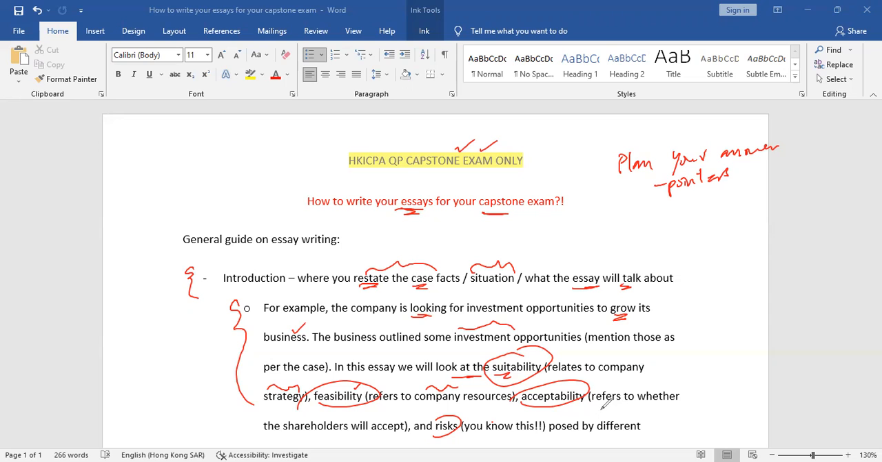In other words, when it comes to the introduction, you simply need to restate the case facts and mention what your essay is going to talk about. These are the two most important things when you're writing an introduction, and it should not take more than one paragraph. You can devote one paragraph to the introduction, I would say. You can take more than one paragraph, but then it's going to be a little doubtful, because usually introductions are one paragraph, and you can very well summarize your case facts and other things that you need to mention in that one paragraph.